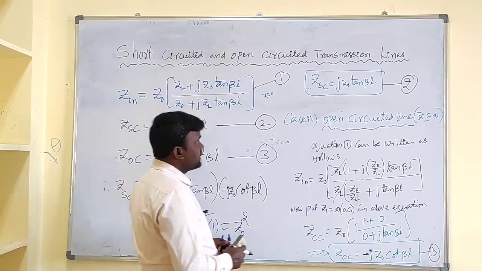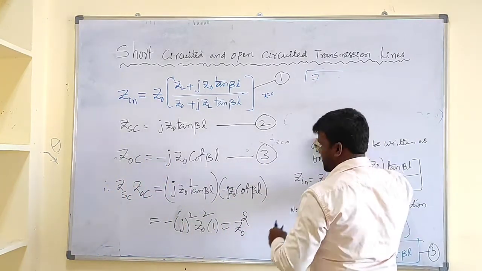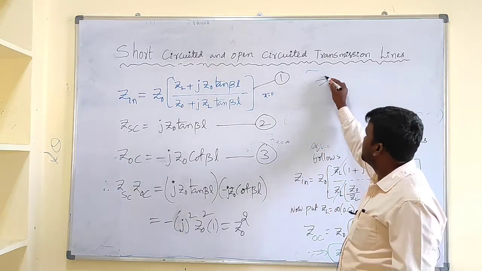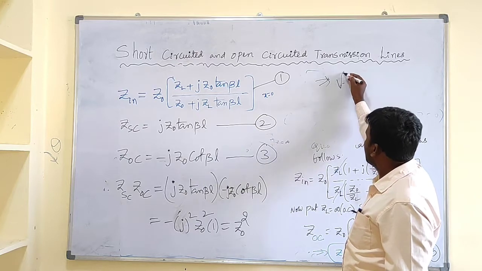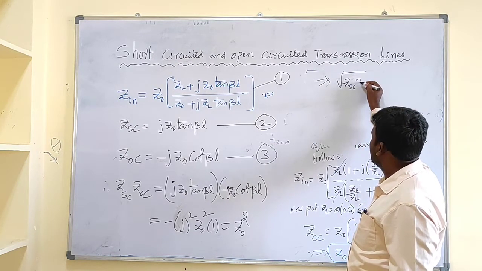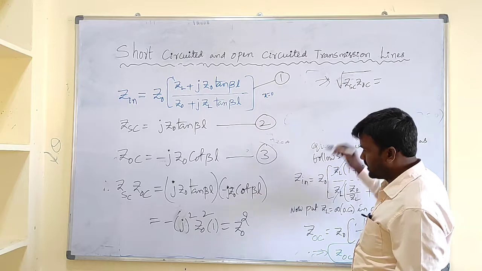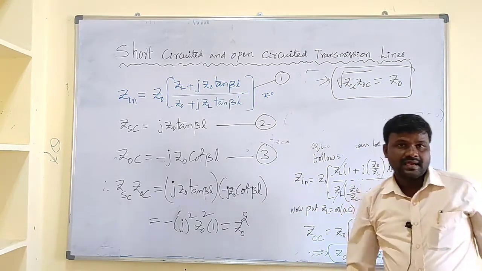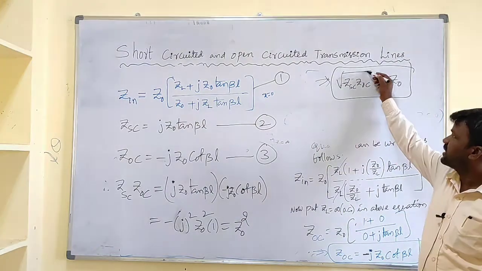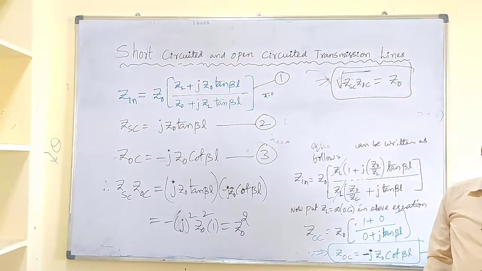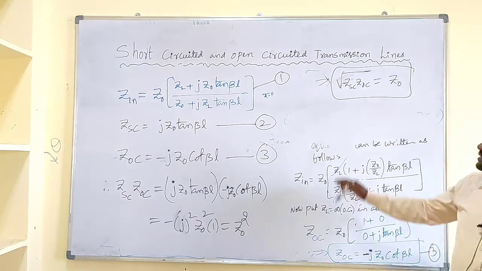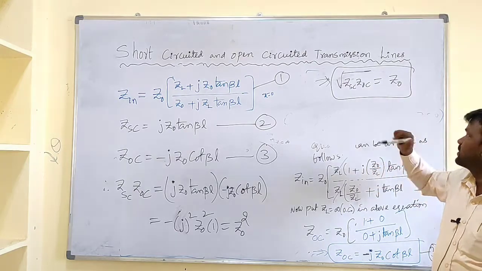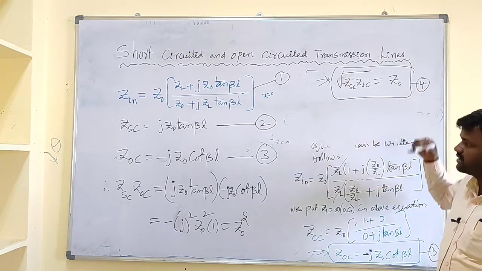From this I can write the expression for Z naught in terms of ZSE and ZOC. Applying square root on both sides, square root of ZSE into ZOC is equivalent to Z naught. So this is the expression for the characteristic impedance of the line in terms of the short circuited input impedance and open circuited input impedance. ZSE indicates short circuited input impedance. ZOC indicates open circuited input impedance. So this is equation number 4.